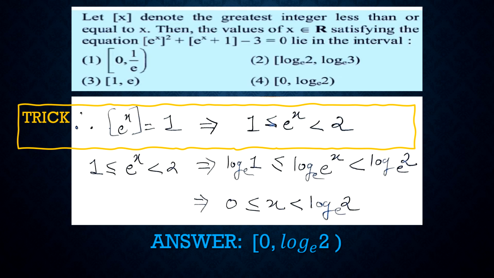Now it is simple. 1 less than or equal to e raised to x, and less than 2. Remember, not equal to but less than 2, because if it is equal to 2, then the box value will become 2. Taking log on both sides, you will have log 1 less than or equal to log of e raised to x less than log 2. Log of e raised to x is x into log e, which is 1. Log 1 is 0. So you have x between 0 and log 2: 0 less than or equal to x less than log 2 with the base e.